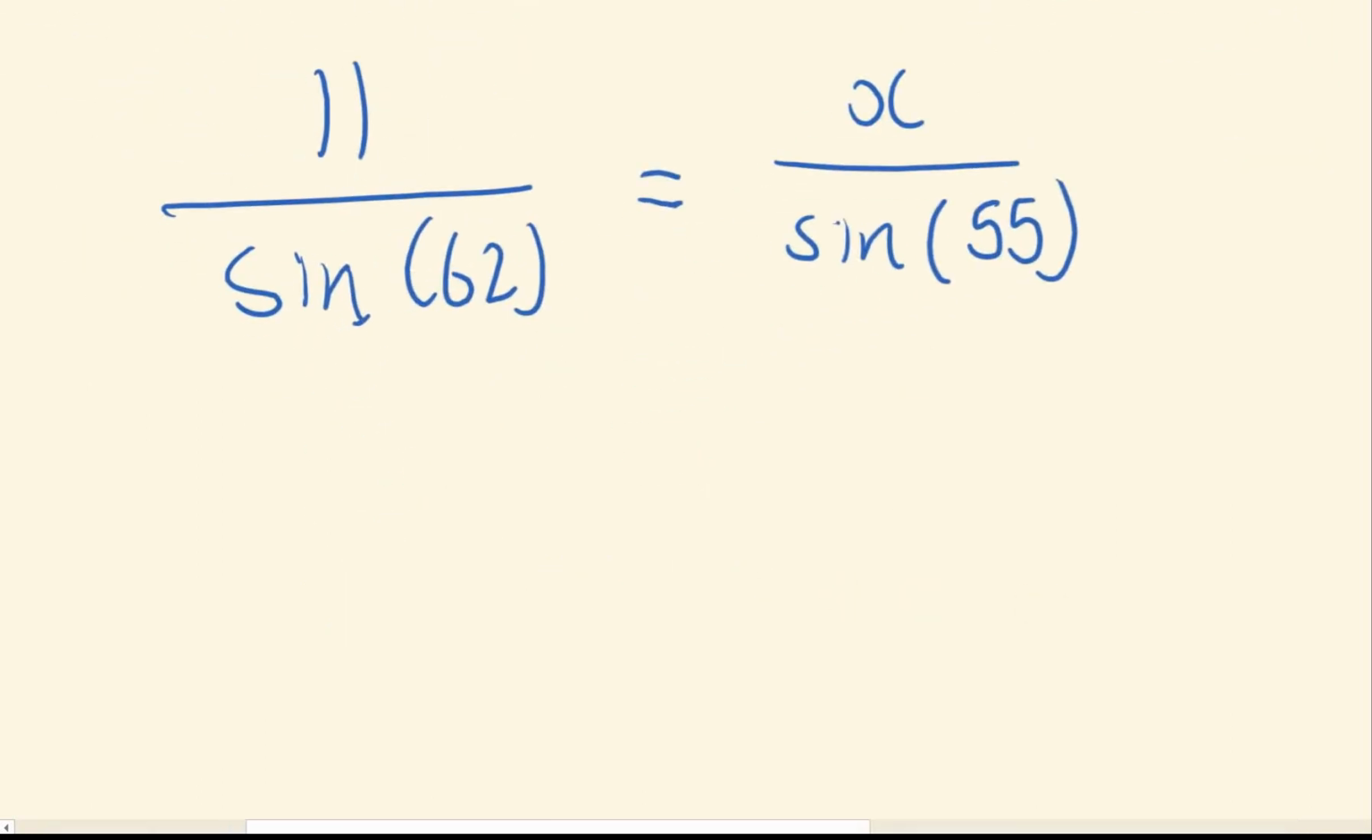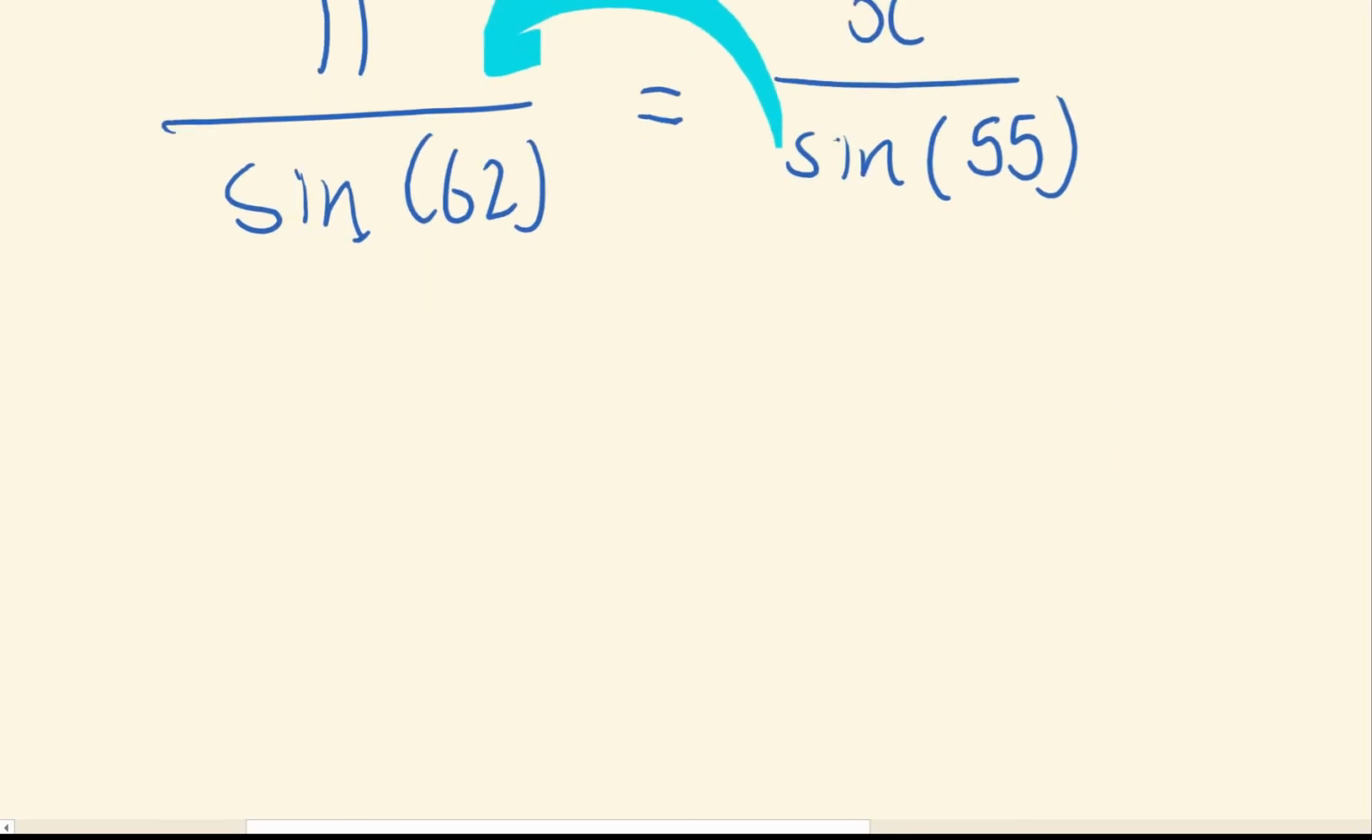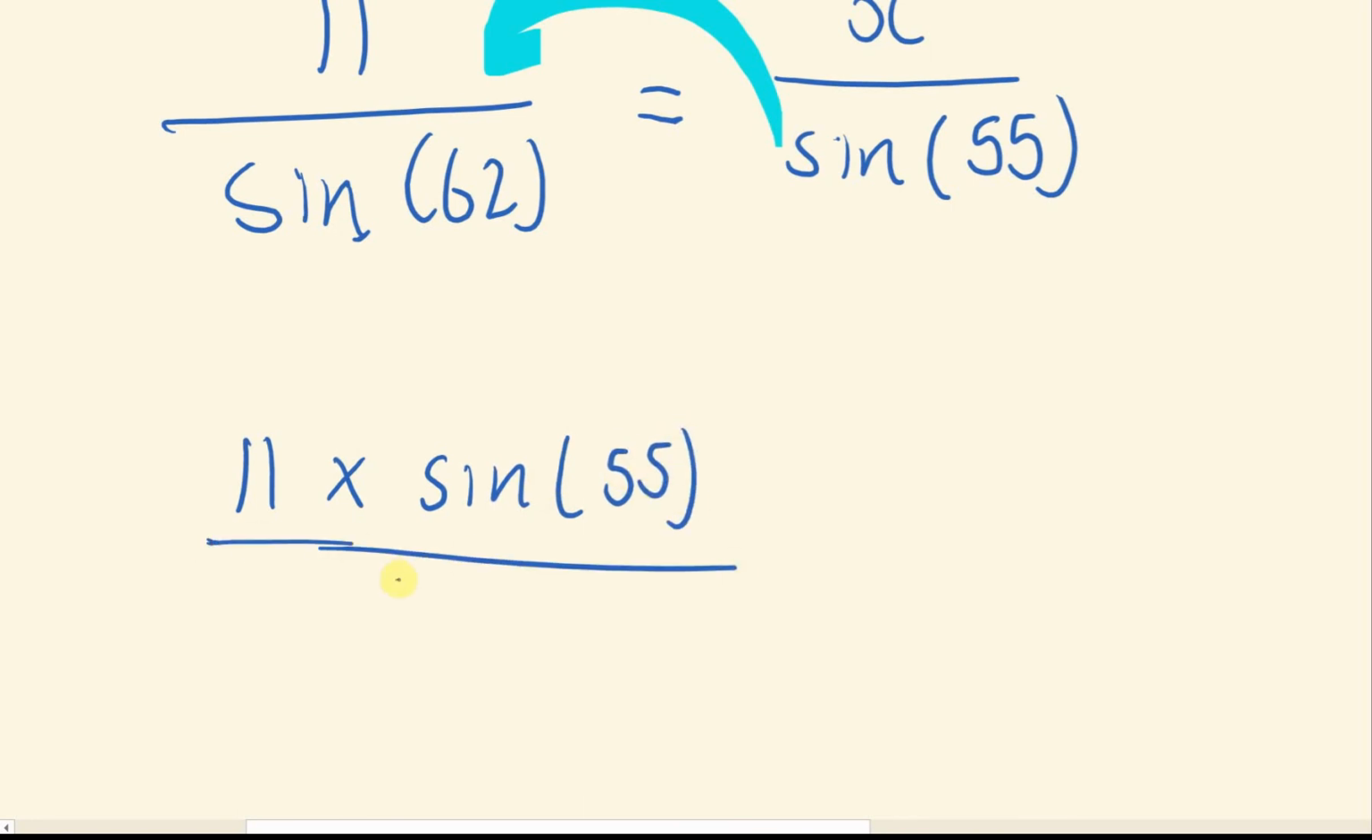So we have this formula here, and we want to get x by itself. Looking at my right hand side, I currently have x being divided by sine 55, and the opposite of dividing by sine 55 is multiplying by it. So if I multiply both sides by sine 55, the effect is that it moves up here with the 11. So now I've got 11 times sine 55 over sine 62 equals x.